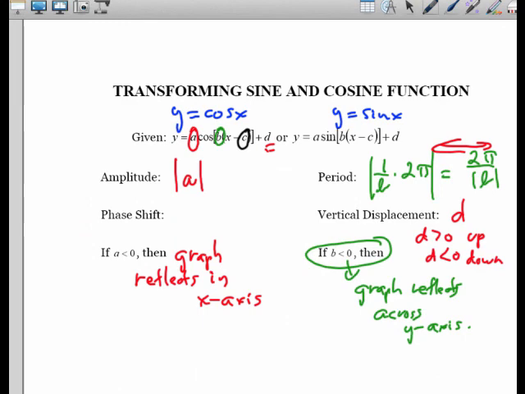And when we're dealing with sine and cosine graphs, we call the horizontal translation a phase shift. If c is greater than 0, remember the minus is in the middle, that's a translation to the right. And if c is negative, that's a translation to the left.